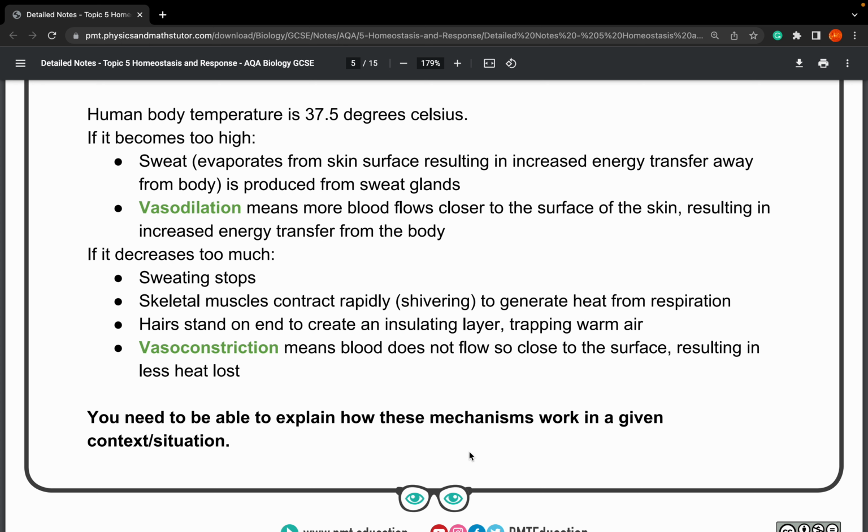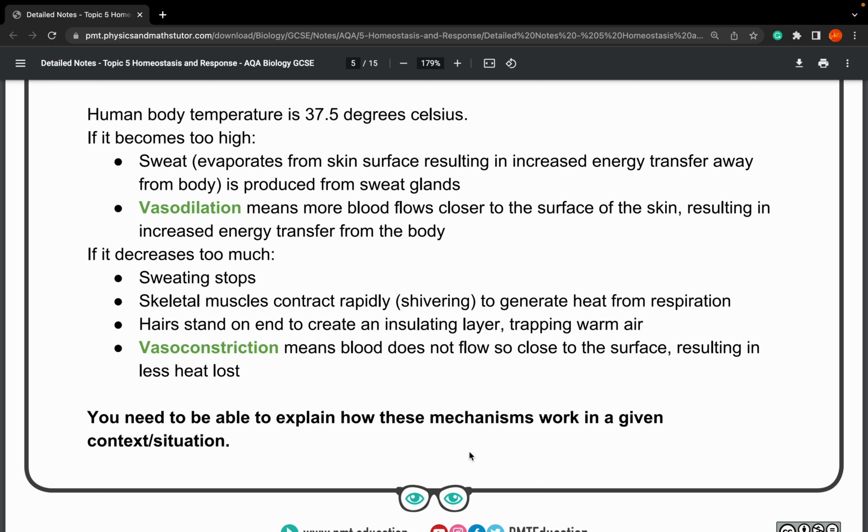Okay, and heat is also generated from respiration. Lots of respiration will produce heat, and hairs stand on end to create an insulating layer. The hairs will stand. It is known as piloerection. Pilo means hair. They will be erect and straight, so that it forms, just like how you would wear a nice thermal coat with lots of fur in it. That's extra fur, artificially, that you are wearing in the winter temperature.